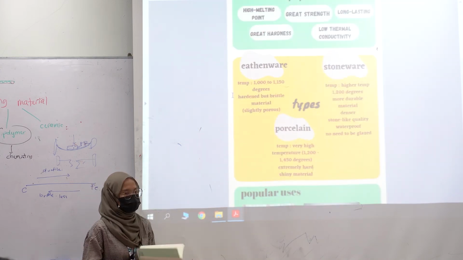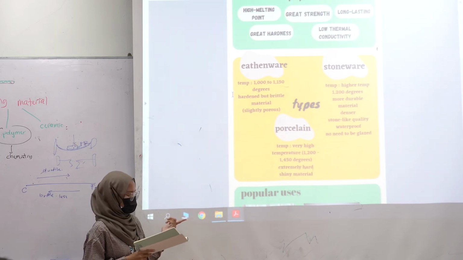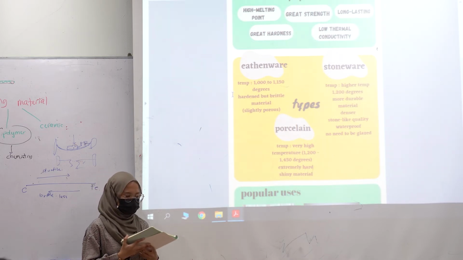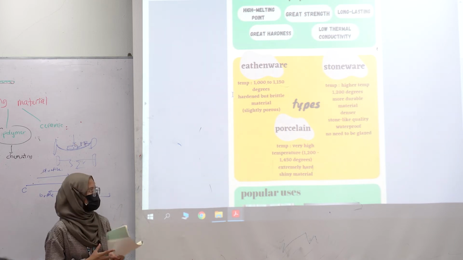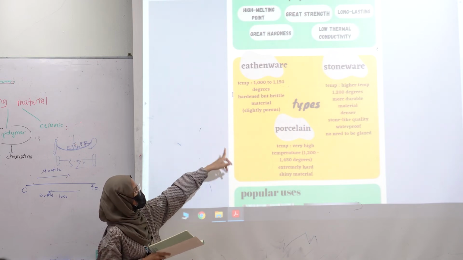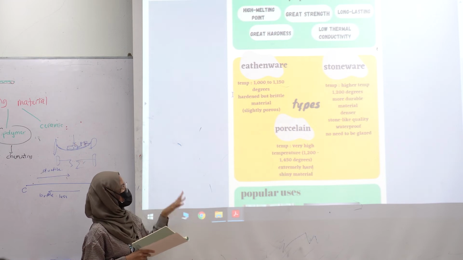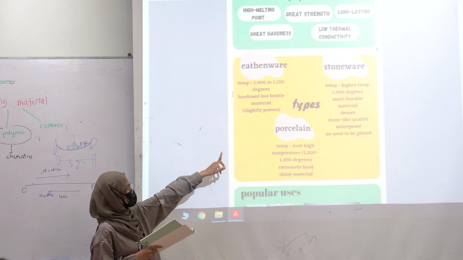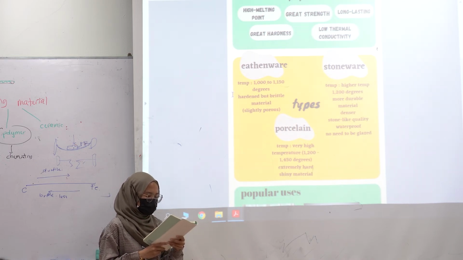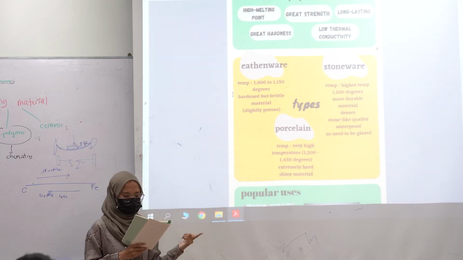So the main point of the comparison between these three are the temperature, the resulting strength, the water resistance, and also the durability of the final products. Okay, so the first one is earthenware. The temperature is 1000 to 1150 degrees. It is a hardened but brittle material, slightly porous. So it's quite fragile. Other than that, it's easier to shape, but has a higher water absorption.